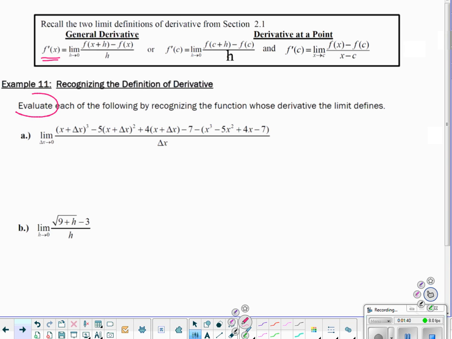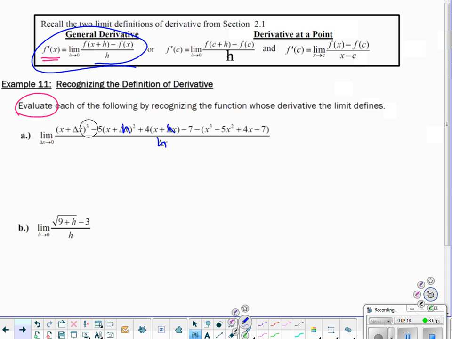For example, this one says evaluate each of the following by recognition of the function as a limit function that defines a derivative. So the first thing that captures my eye is this delta x going to 0, and I have delta x on the bottom. Well, that means that I'm driving towards 0 here in the denominator, which is a problem, right? It's hard to divide by 0. This is a very similar problem had these all been h's, like we had learned, so that it becomes the general definition of a derivative.